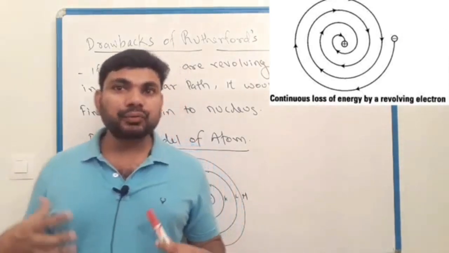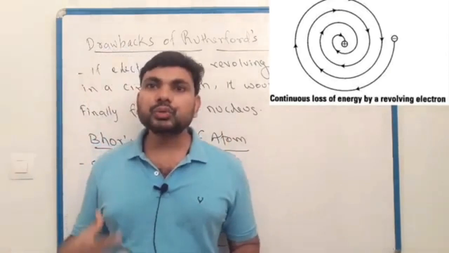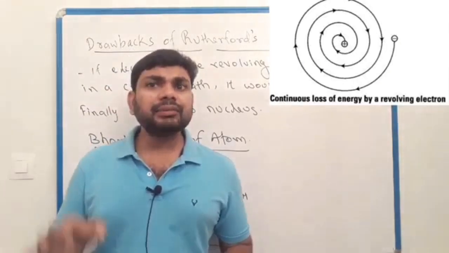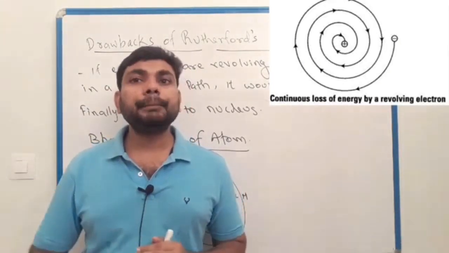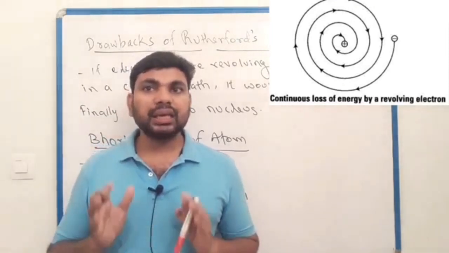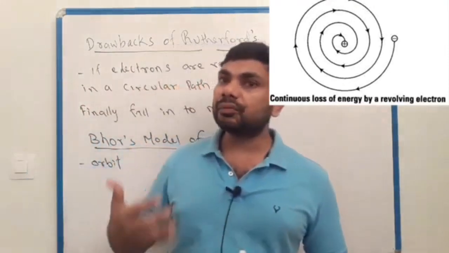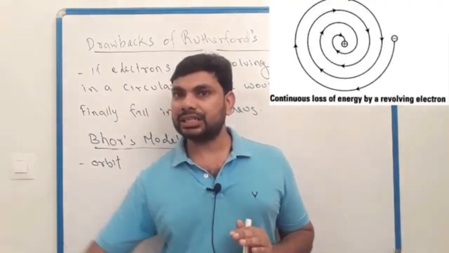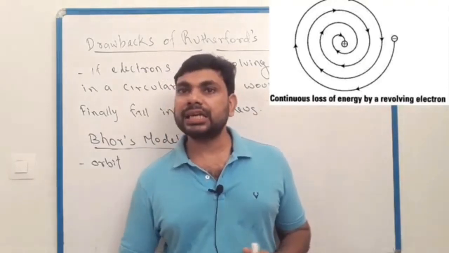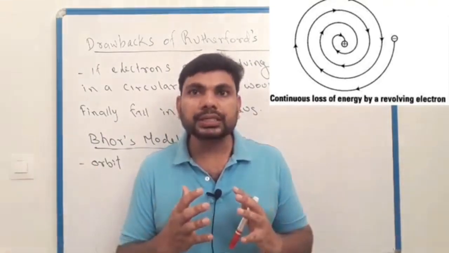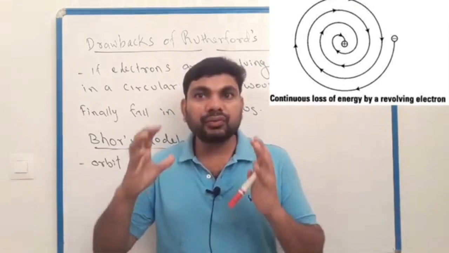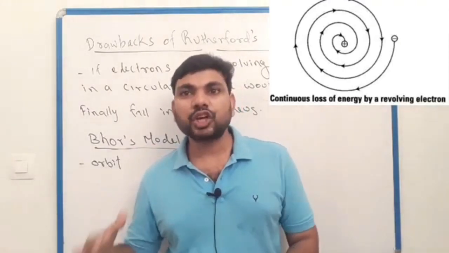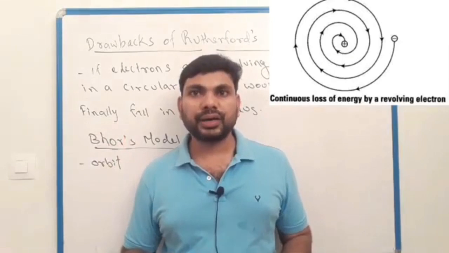So what is the reason for the failure of the Rutherford model of atom? According to the Rutherford model, negatively charged electrons are revolving around the positively charged nucleus. If they do, the electron will radiate energy, lose energy, and come close to the nucleus. Finally the electron will fall onto the nucleus. It is impossible. This is the drawback of the Rutherford model of atom.